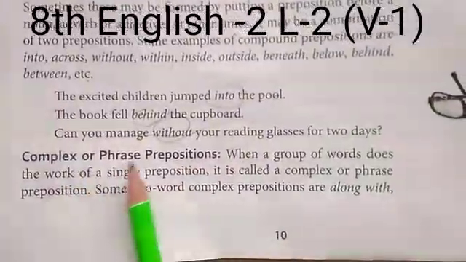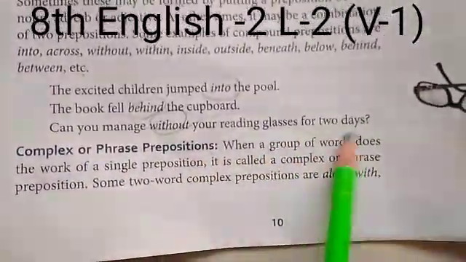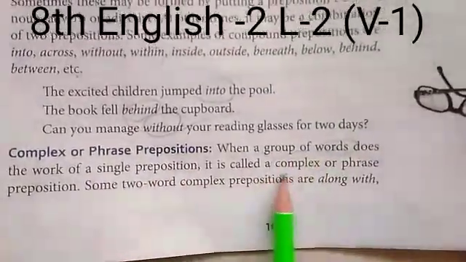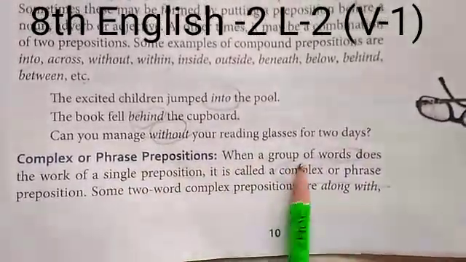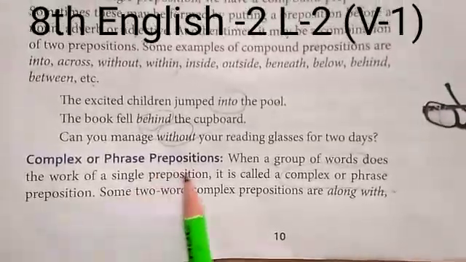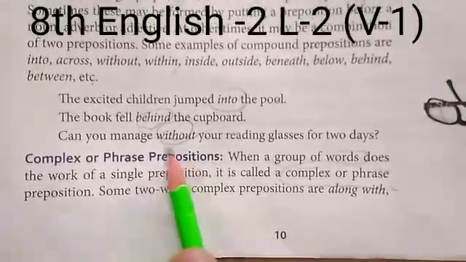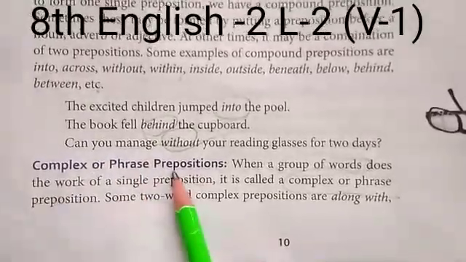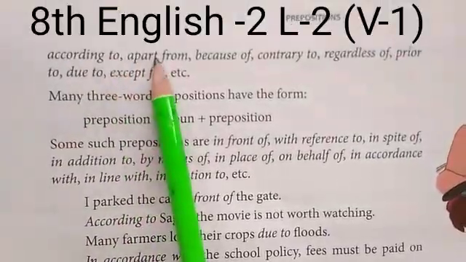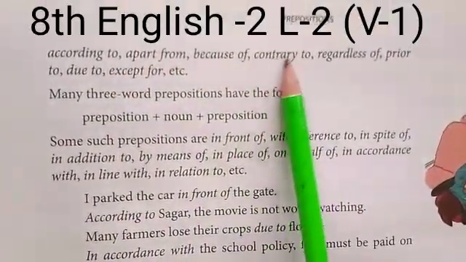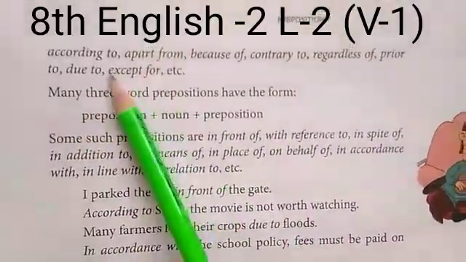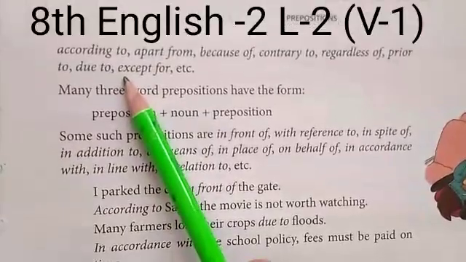Now what is a complex or phrase preposition? When a group of words does the work of a single preposition, it is called a complex or phrase preposition. It means a group of words works together to form a complex or phrase preposition. Now we will understand the examples of complex or phrase prepositions. So examples are along with, according to, apart from, because of, contrary to, regardless of, prior to, due to, except for. These are the complex or phrase prepositions.